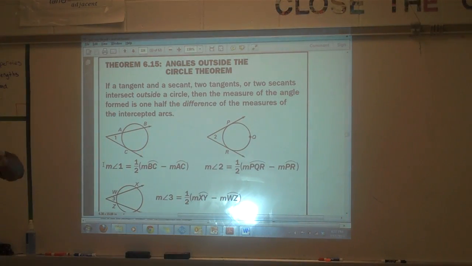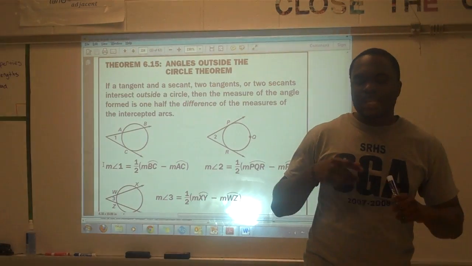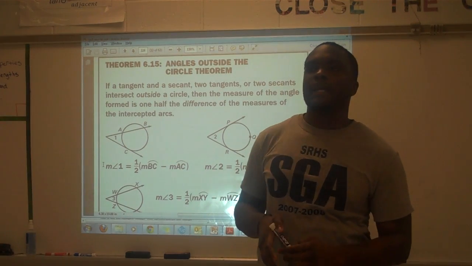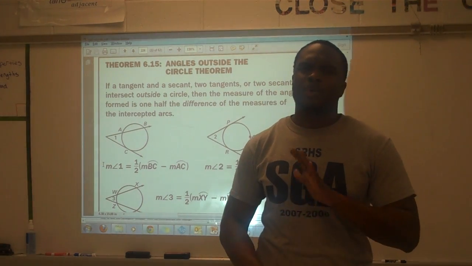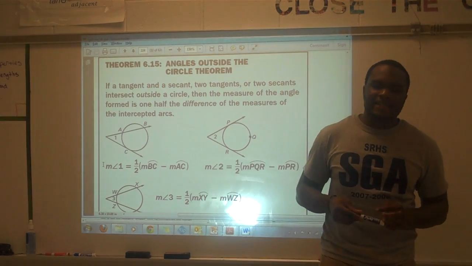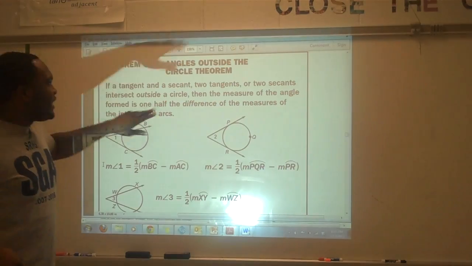So, I'm back on page 224. Same section, it's just a different theorem. I know you're thinking that we skipped one, and I did that on purpose. I don't want to talk about 6.14. I'm going to skip right to the top of page 224. It says angles outside of the circle theorem. So read that for yourself.